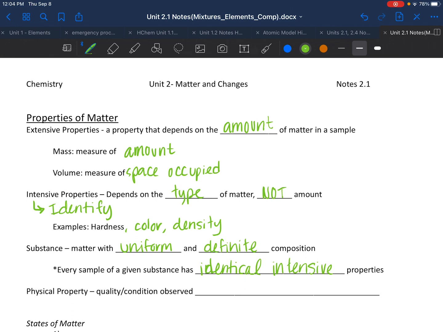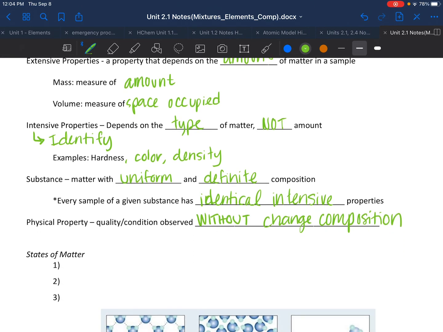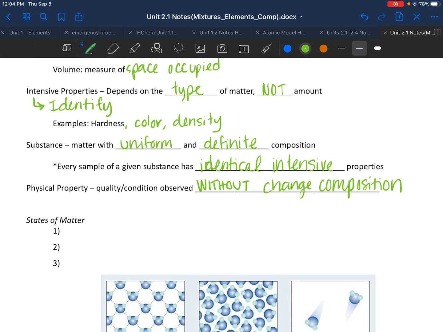And so a physical property, this generally is described as a quality or condition that we can observe without, so that's the key, without changing that substance's composition. For example, if you rip a piece of paper in half, both halves are still paper, you're not changing the composition, just its qualities or conditions, how it looks.